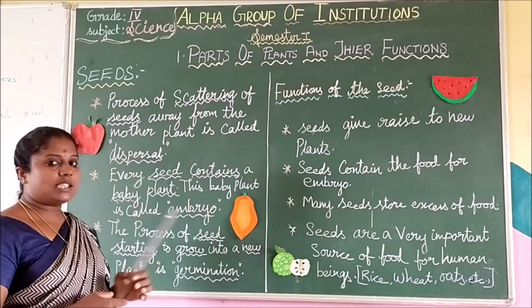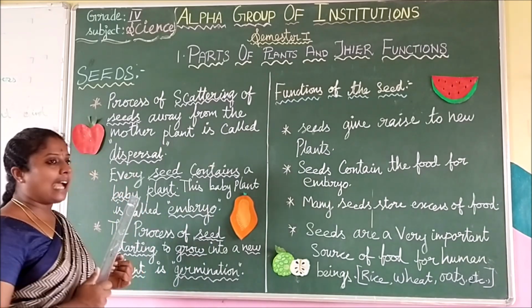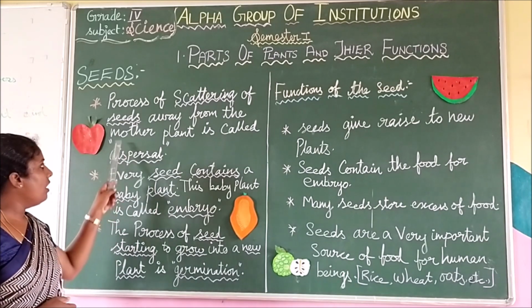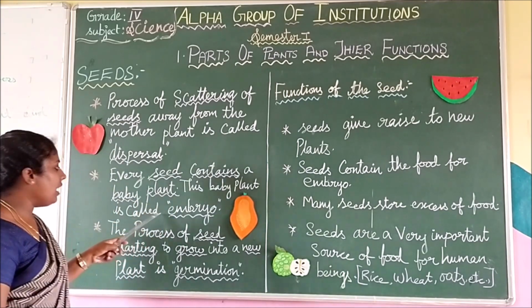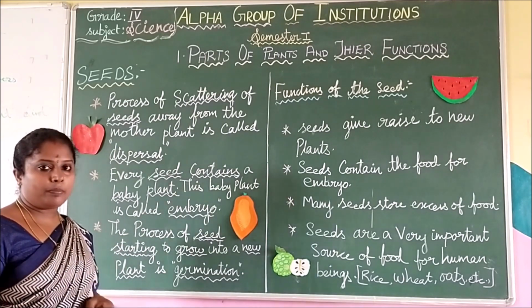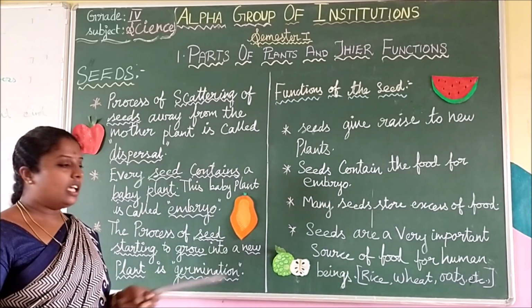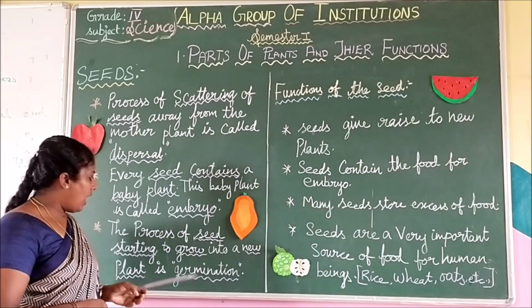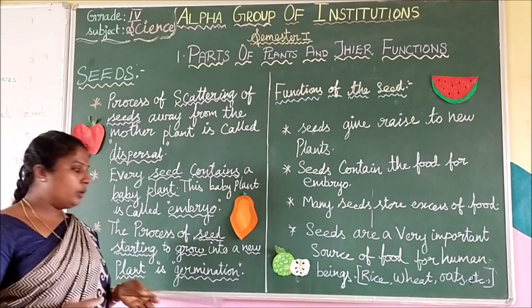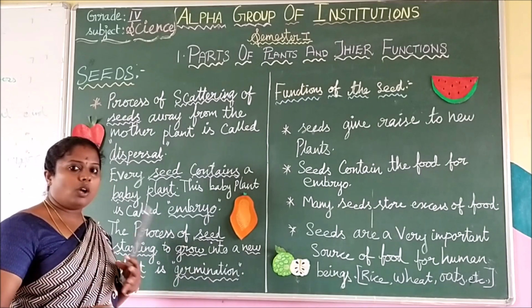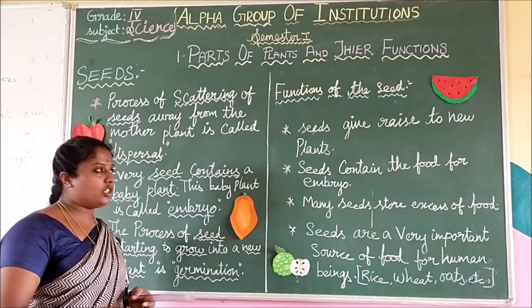So what is dispersal? The scattering of seeds away from the mother plant is called dispersal. The embryo is the new baby plant that comes out from the seed. And the process of a seed starting to grow into a new plant is called germination.